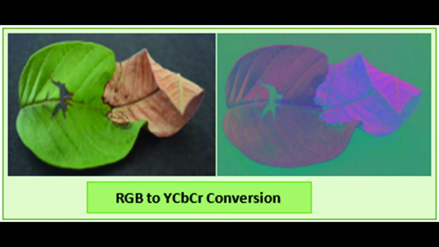Take a look at this. On the left, we have an image in the RGB color model, commonly used for displays. On the right, the same image in YCbCr, a model that's essential for video compression and image processing. But why convert between these two color spaces?